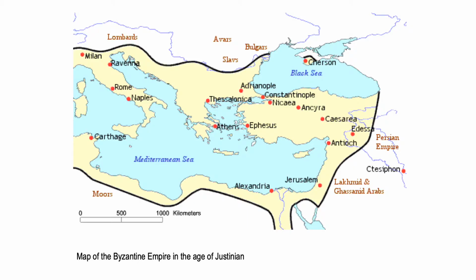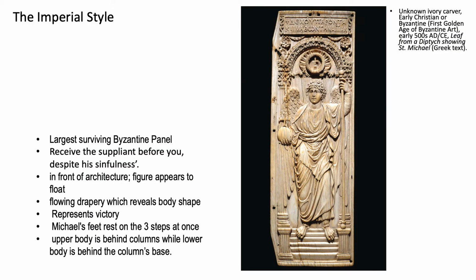Here you have a map of the Byzantine Empire under the reign of Justinian. You can see that they've gained back some control in North Africa. They have a good firm hold on Alexandria now, and they are ruling Carthage again. We study a style called the imperial style at this time.